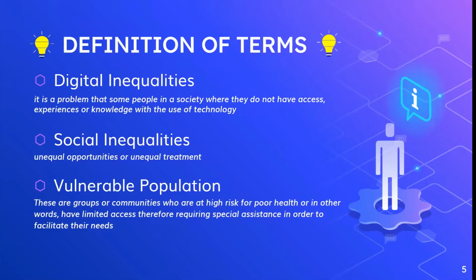The second is social inequalities. So these are unequal opportunities or treatment, or rather, it is the limiting of the social status. And lastly, vulnerable population. These are groups or communities who are at high risk for poor health, where it is hard for the people to attain their needs and wants. Next.